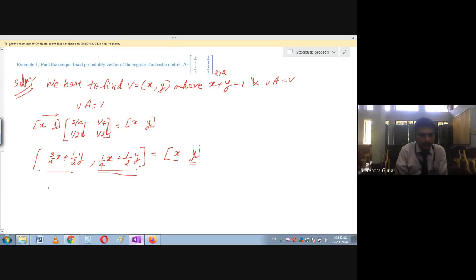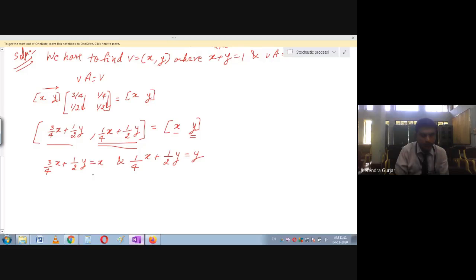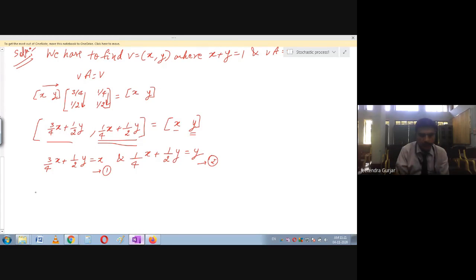So I'm going to take here 3 upon 4 x plus 1 upon 2 y is equal to x, and 1 upon 4 x plus 1 upon 2 y is equal to y, students. Now I'm going to simplify these equations. First I will consider this as equation 1 and this as equation 2. You are familiar with solving equations, students. You can please try this, but you should remember this condition also, that is, x plus y is equal to 1. Please use this condition and you can simplify these equations.